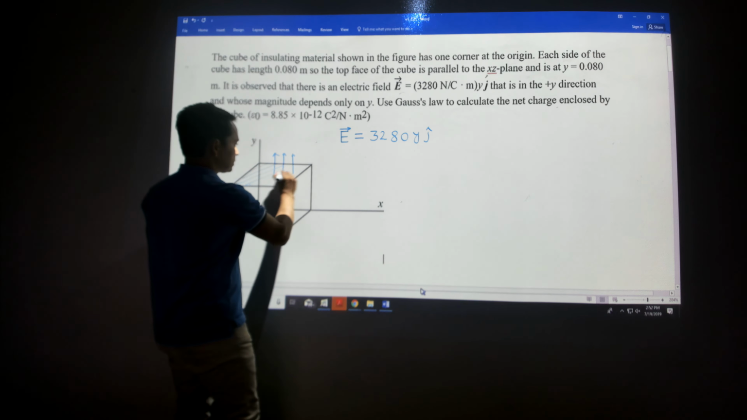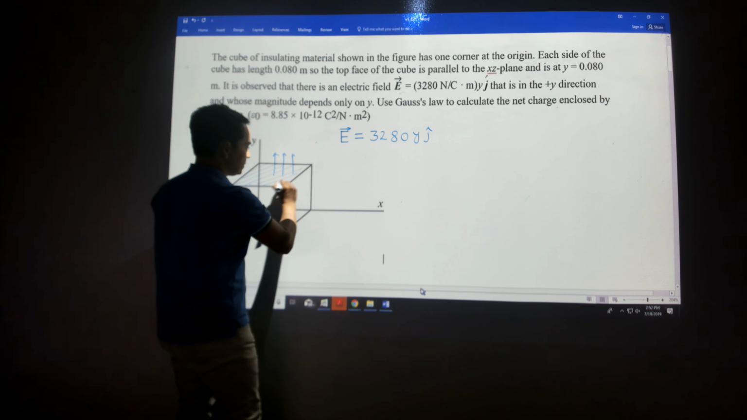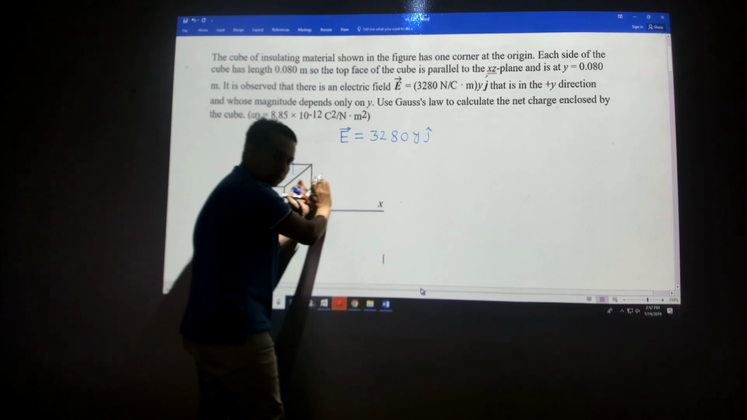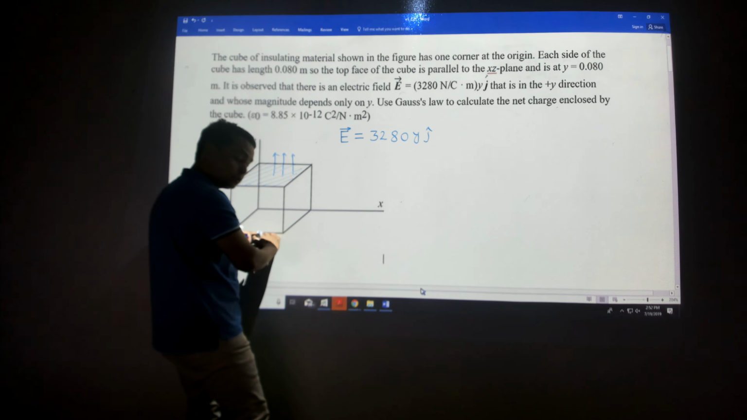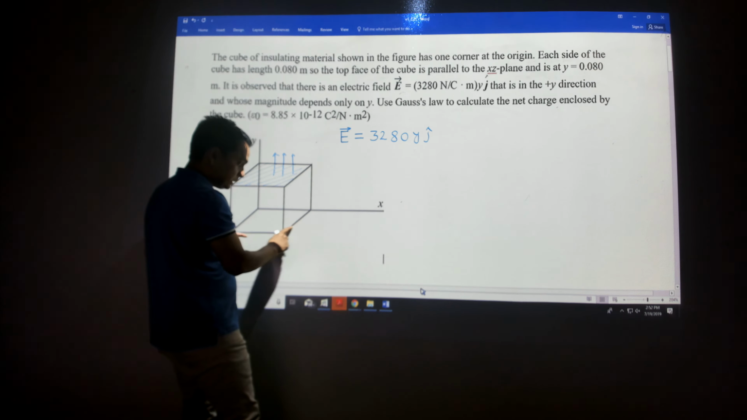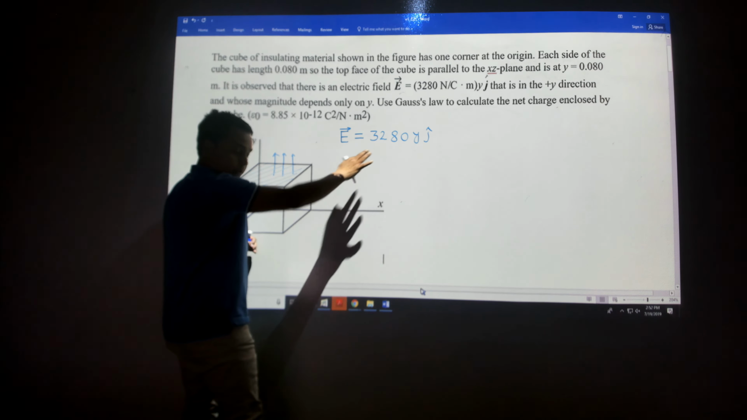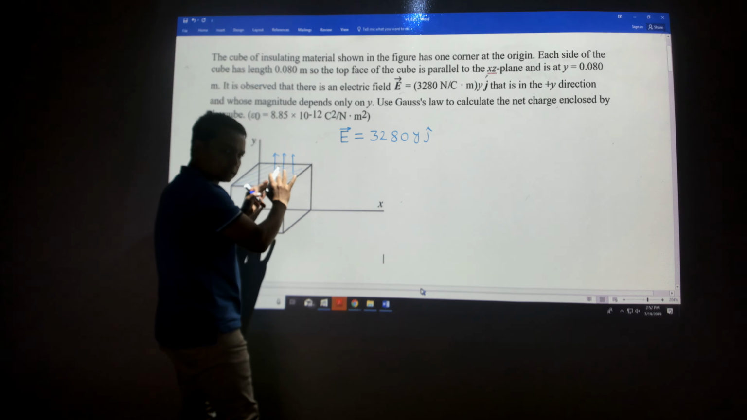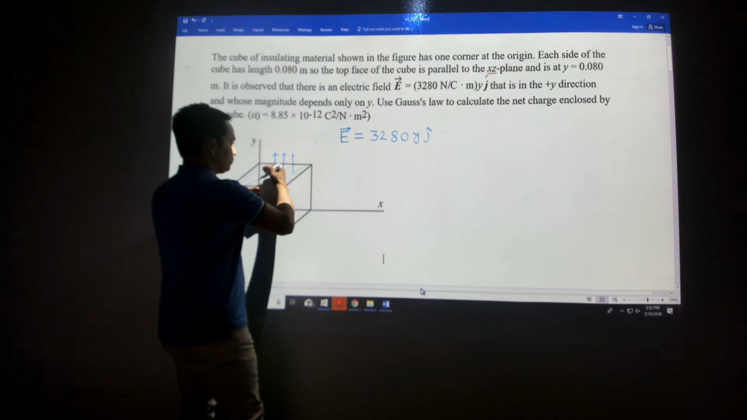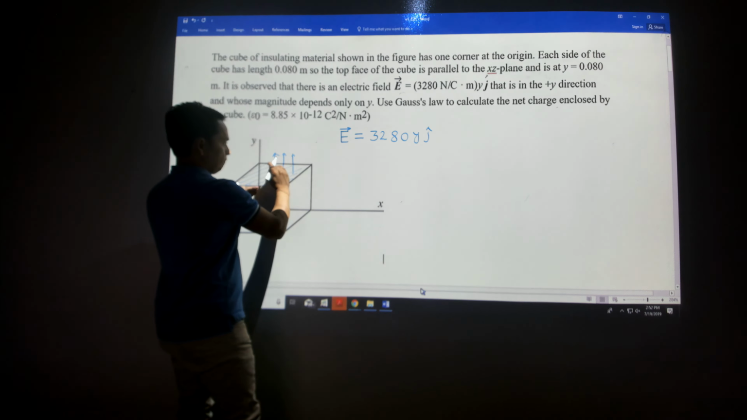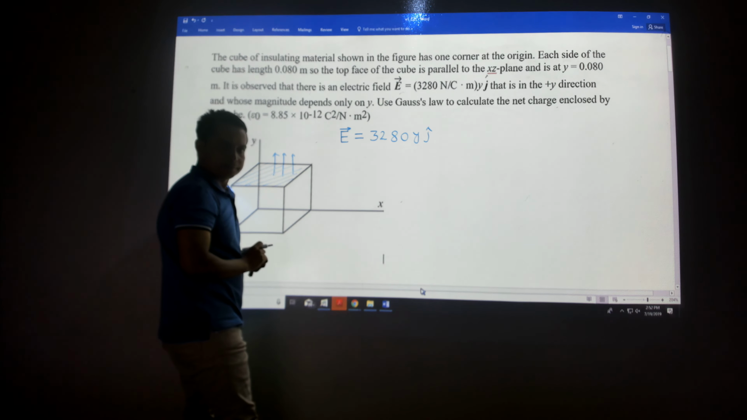The electric flux is passing only through this face here. There is no electric field coming out through this surface, even through this surface, because this one is oriented at y equals 0. So all the electric flux is only passing through the top face.